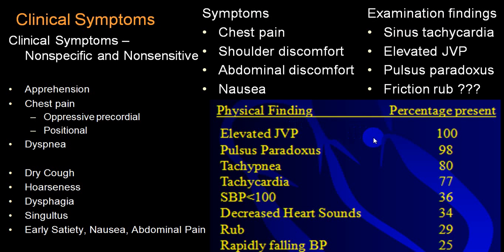The most common sign presenting in a cardiac tamponade is elevated JVP, almost in all cases. Pulsus paradoxus is in almost 98%, tachypnea and tachycardia in around 80%, fall in systolic blood pressure in 36%, muffled to absent heart sounds in 35%. Rub will very rarely be auscultable, and there is a rapidly falling blood pressure in 25%.